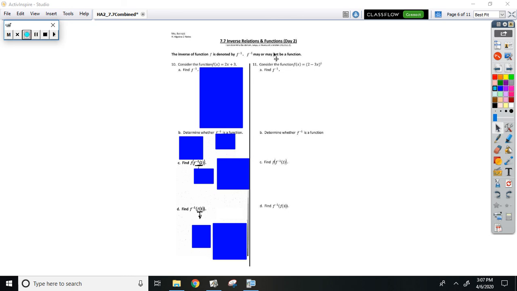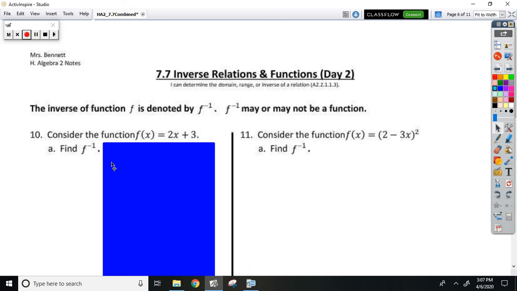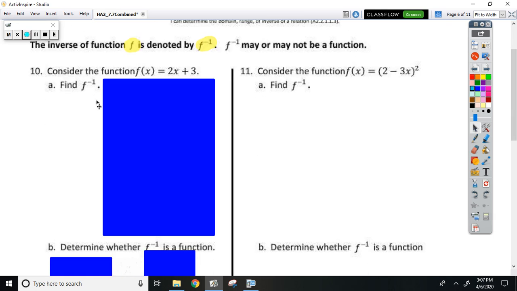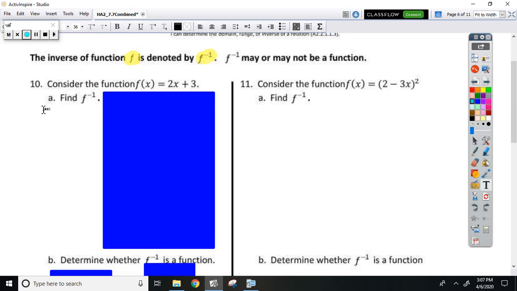All right, and on the day 2 notes, we're continuing this relations and functions. Again, I noted in the notes, the inverse of a function f is denoted by f to the negative 1. Again, the inverse may or may not be a function, it just depends. So number 10, consider the following function. F of x equals 2x plus 3. Find the inverse. Again, this symbol right here just stands for inverse.